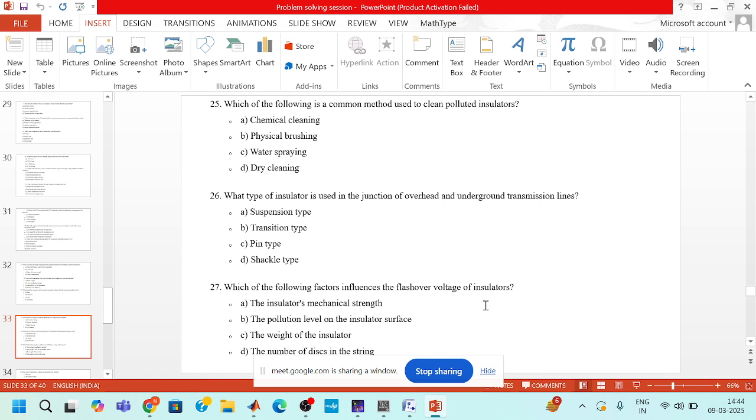Shackle type insulators are used at the end of turning points, taking the mechanical stress of the conductors. Okay, but the question is, what type of insulators is used in the junction of overhead and underground transmission lines? B, ma'am. Junction. Option B is the right answer, transition type. Okay. B is the correct answer.